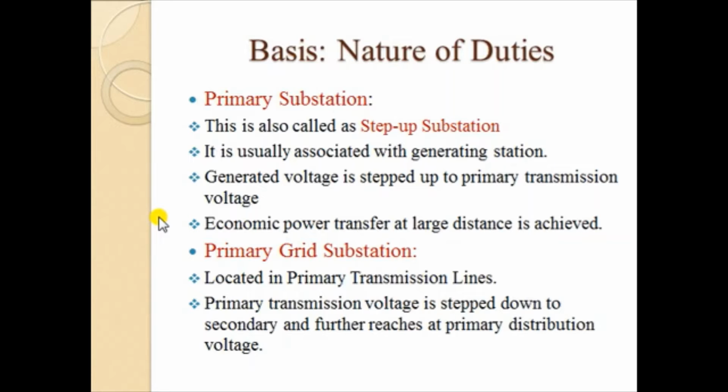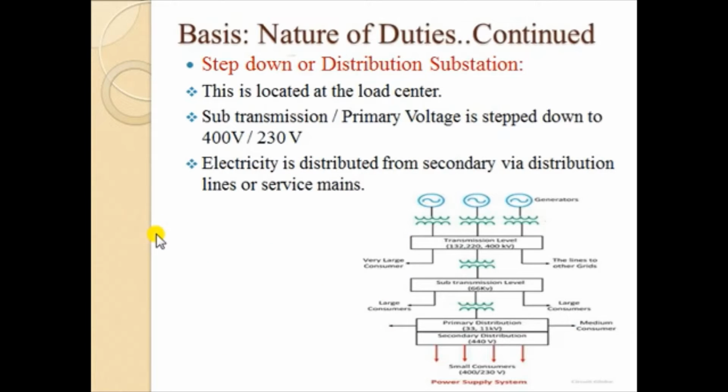Next to that, there will be a primary grid substation, which will take energy as an input from the primary substation, and it will pass that energy to the next substations by stepping down, stepping down, and stepping down. These are located at primary transmission lines, and the primary transmission voltage is stepped down to a secondary and further reaches the primary distribution voltage level. Next is the step down or distribution substation, which is generally present in our premises.